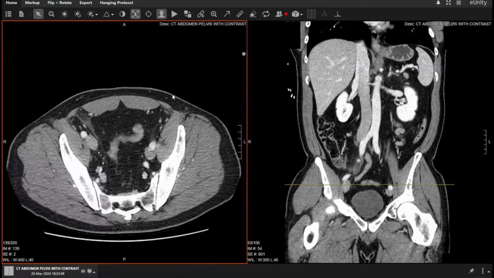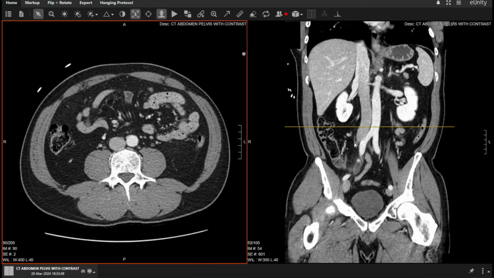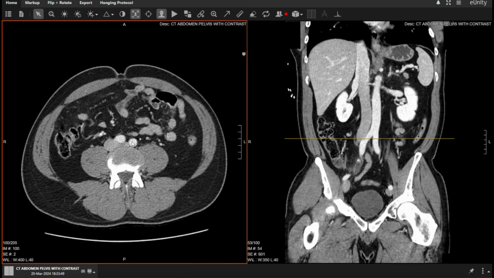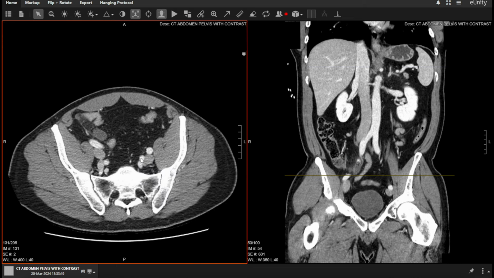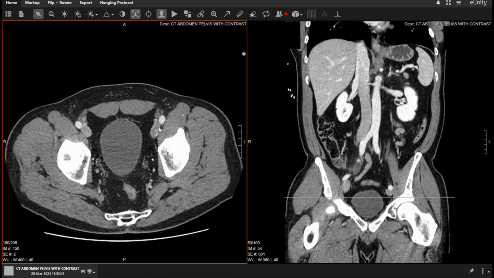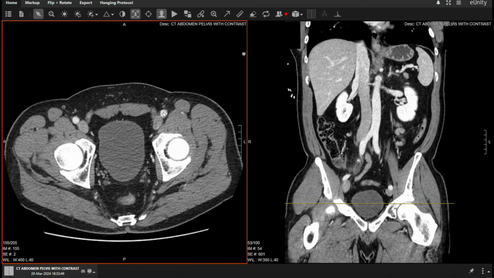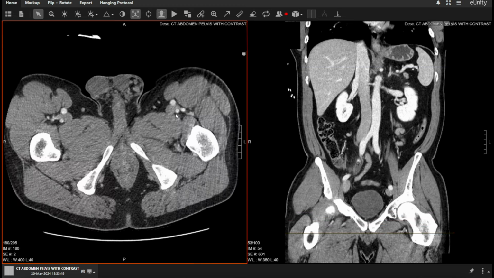So let's go one more time from that branch point. And again, you can see this area here where we're branching to the right and to the left iliac. So let's follow down to the left common iliac, branches to the internal iliac, external iliac, cross the inguinal ligament, common femoral artery, branches to the superficial femoral artery, and the profunda femoris.